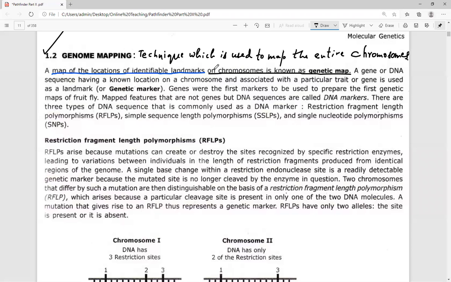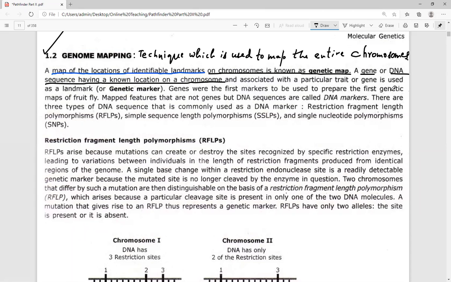Now, a gene or a DNA sequence having a known location on a chromosome and associated with a particular trait or gene is used as a landmark. It is referred to as a genetic marker. Now, what is a genetic marker? A genetic marker refers to a gene or a DNA sequence having a known location on a chromosome. When you know the location of a particular sequence in the chromosome, then that gene can be used as a landmark to make the genetic map. If you know the location of a particular gene, then you can use that gene as a landmark to determine the positions of other genes.